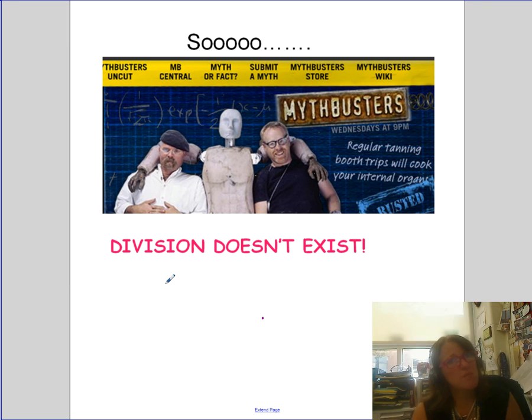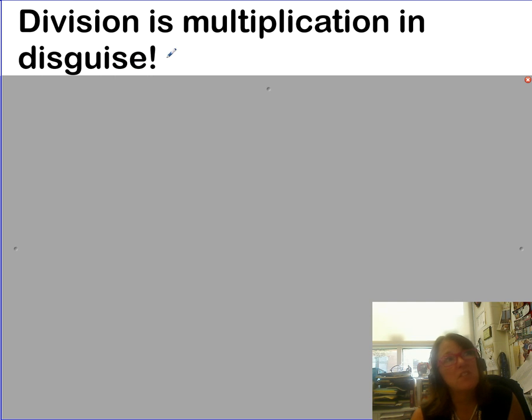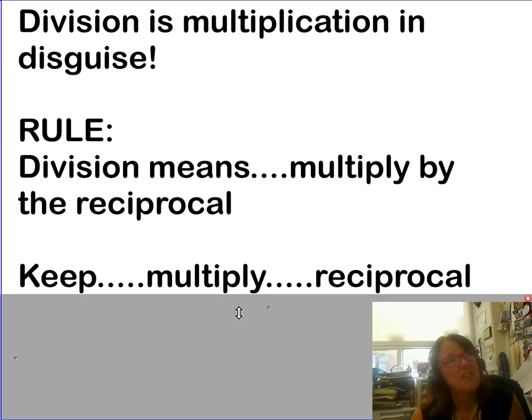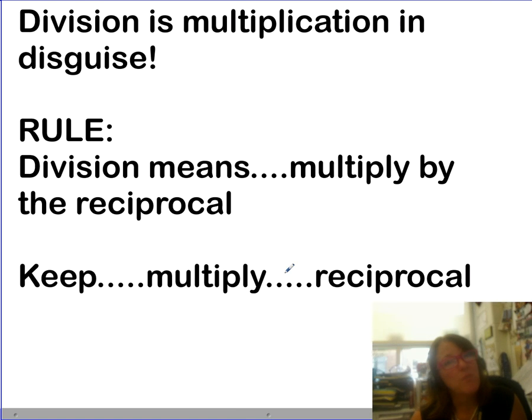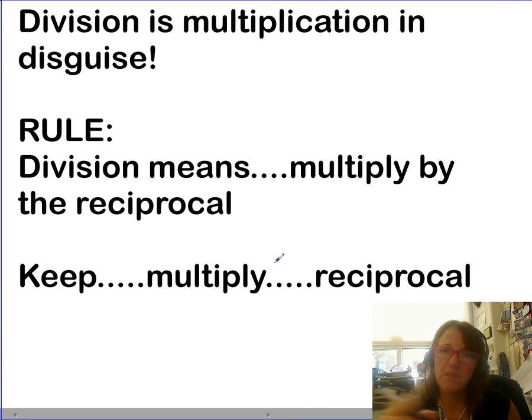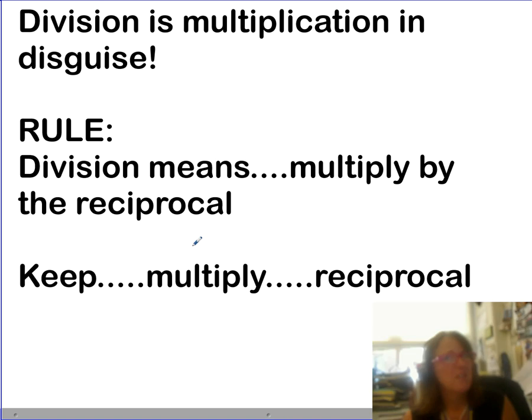We had to tell you this because you couldn't really handle this whole idea of a reciprocal when you were younger, but now you can. Division doesn't exist. Do you know why? Because division is just multiplication in disguise. So now when we think of division, actually, it's just a multiplication problem. And don't you all agree multiplying is far simpler than dividing?